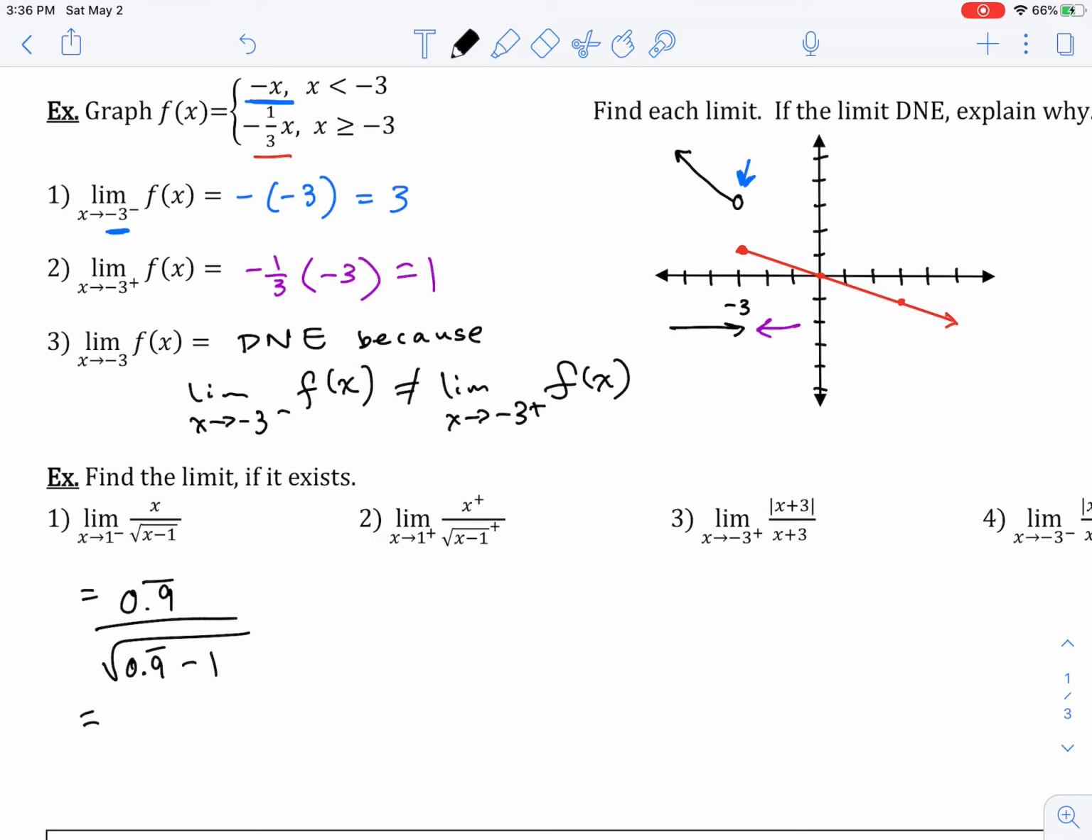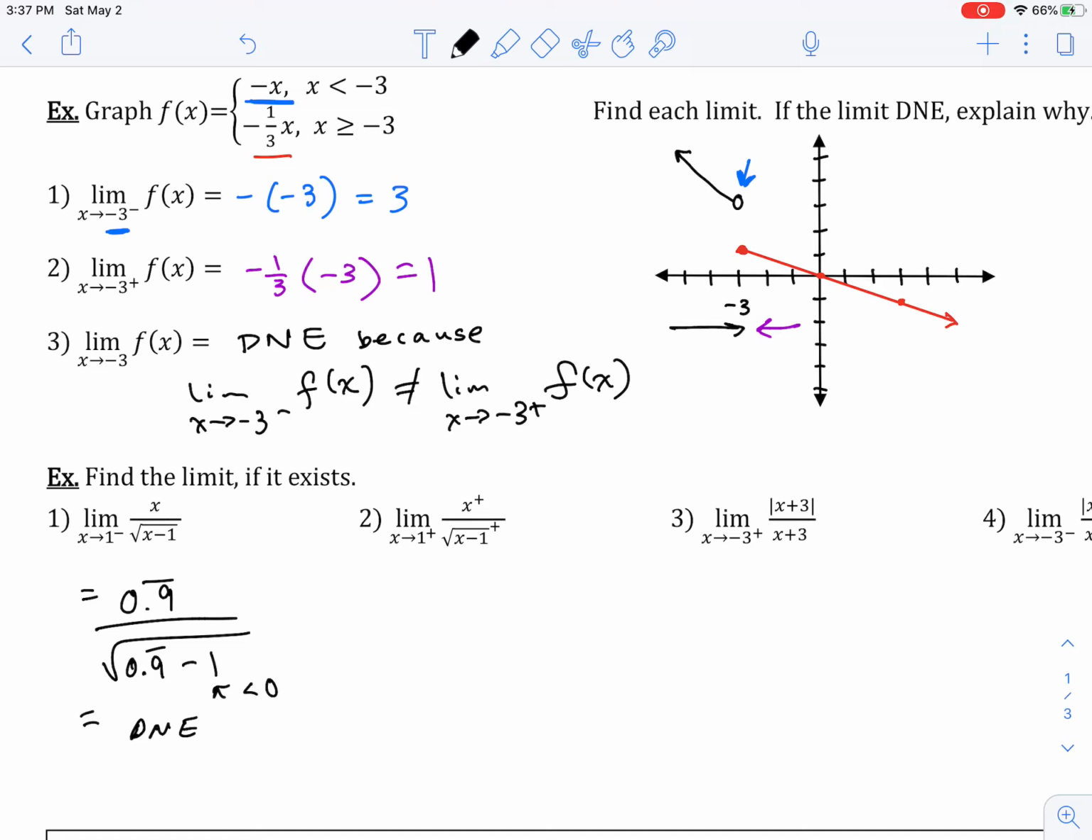Well, what's going on in that denominator down there? Well, if it's 0.9 repeating minus 1, then you're getting some negative value. We're not sure exactly what this is. It's going to be some very small value, but we know it's going to be negative. It's going to be less than 0. And we can't take the square root of a negative number. So it's undefined there, right? So this limit here, we can also say doesn't exist. It's undefined here, right?